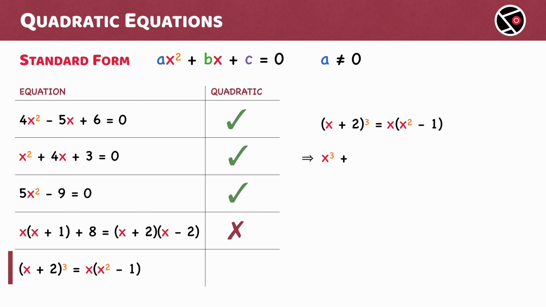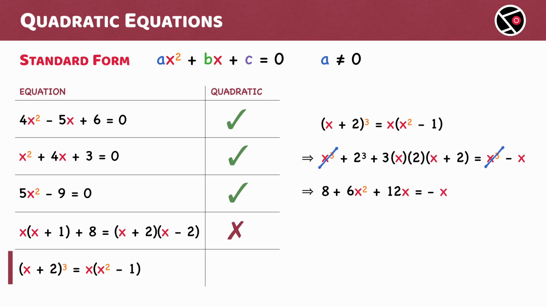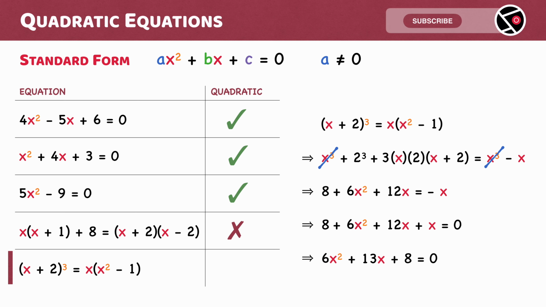X cube plus 2 cube plus 3 times x times 2 times x plus 2 equals x cube minus x. X cube cancels out. 8 plus 6x square plus 12x equals minus x. 8 plus 6x square plus 12x plus x equals 0. 6x square plus 13x plus 8 equals 0. The highest power of x is 2. This is a quadratic equation.